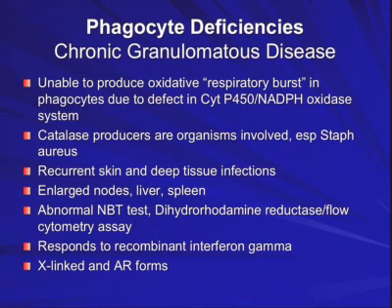The DHR test is a little bit better for carrier state detection, because carriers of CGD have discoid lupus and maybe milder infections as well. And this responds really well to recombinant interferon gamma. That's sort of the treatment of choice now. We also give prophylactic antibiotics, typically something for staph like trimethoprim-sulfa, and then something for Aspergillus like itraconazole.